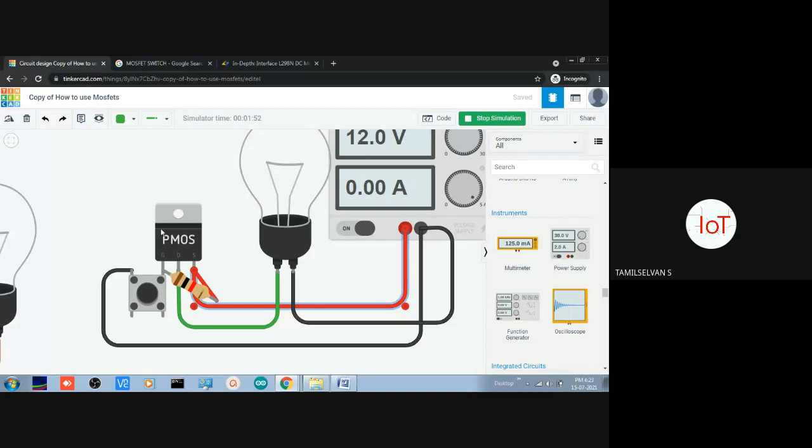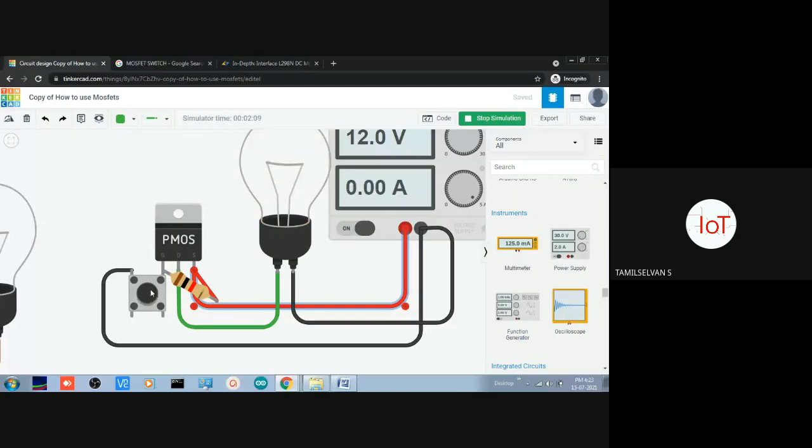It will work reversely. But whenever I want to press the button and make an LED glow, I have to connect it in the reverse manner. So that's why I have done it like this. Now let us see what it is doing. If I keep on pressing this particular button, it is glowing.